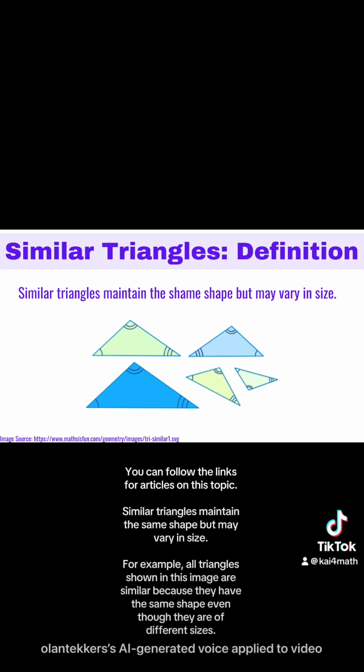Similar triangles maintain the same shape, but may vary in size. For example, all triangles shown in this image are similar because they have the same shape even though they are of different sizes.